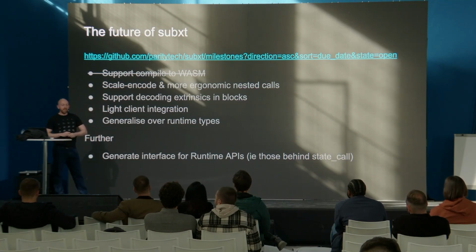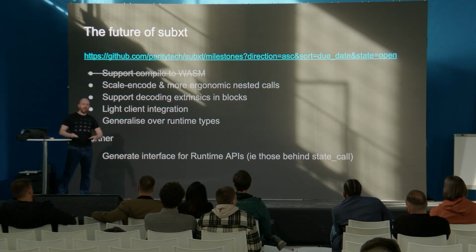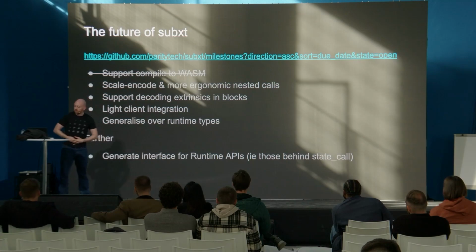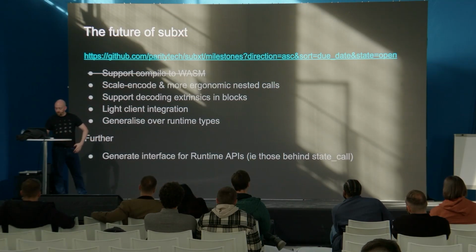We want to do some kind of light client integration. So we're probably going to add a feature flag and have a light client. So instead of online and offline client, there'll be a light client, and that will use smoldot under the hood to connect to the network via light clients.